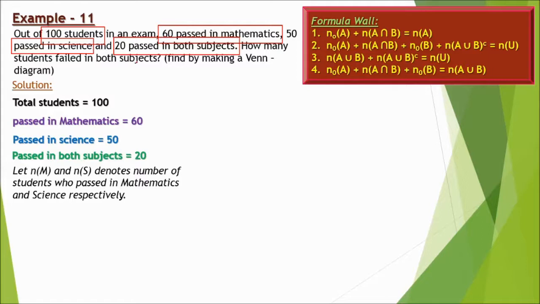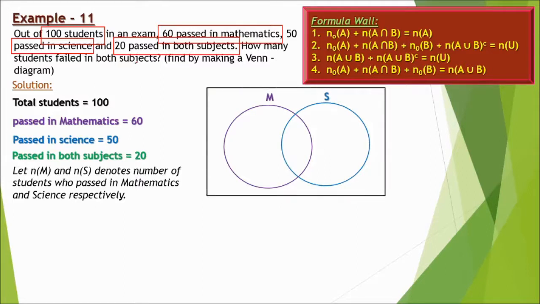Now let's draw the Venn diagram. This ring is for mathematics, and another overlapping ring is the science ring, and a rectangle is there for the universal set.